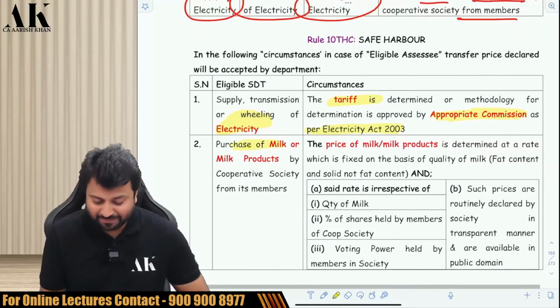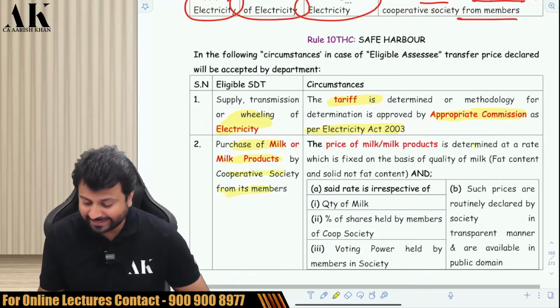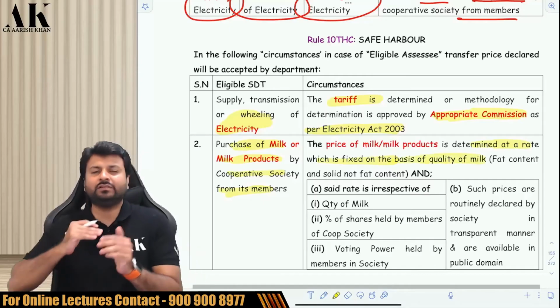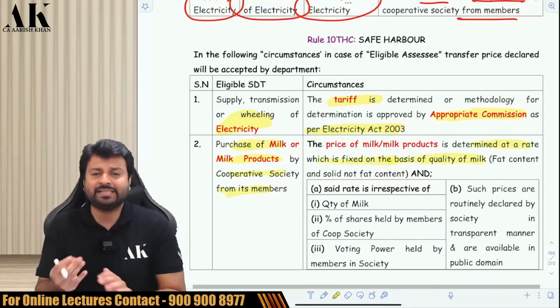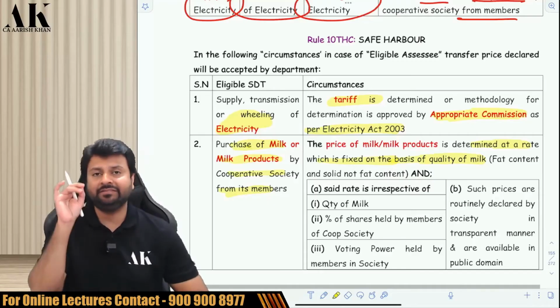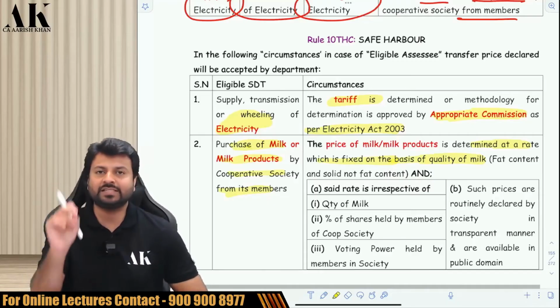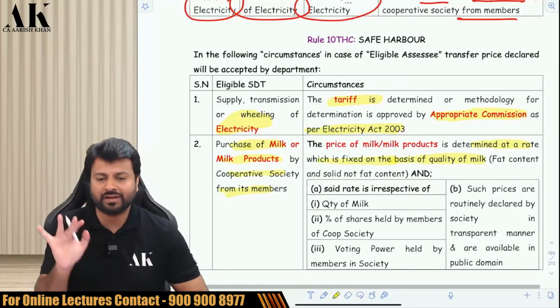Next, in case of cooperative society, in case of purchase of milk or milk products by cooperative society from its member, the price of the milk or milk products is determined at the rate which is fixed on the basis of the quality of the milk. So based on the quality of the milk, the society decides the price, and that is the price that we have to declare. And if you declare that much price, then that much price will be considered to be what? Your safe harbor, and nobody will raise any question on you.